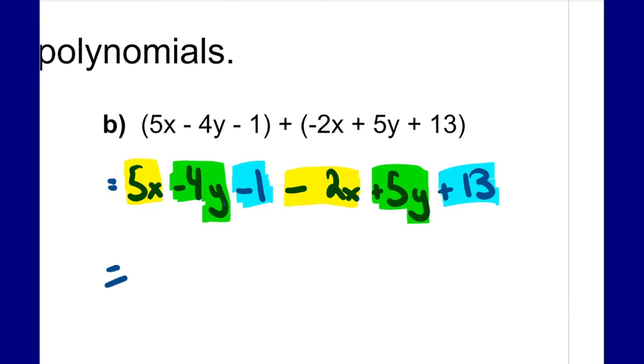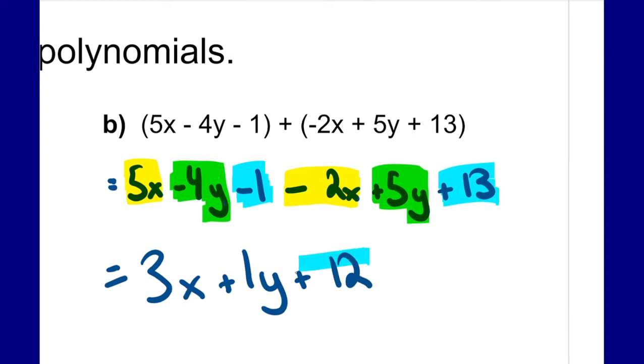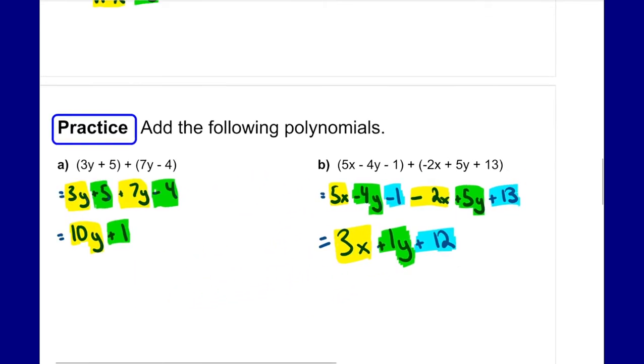Now I can go through and collect those like terms. So 5x minus 2x is 3x, minus 4y plus 5y is plus 1y, and minus 1 plus 13 is plus 12. So that is my collected like terms. Again, I'm just highlighting here to show you where they came from. So that is adding polynomials together. So very straightforward. It's probably one of the easiest ones.